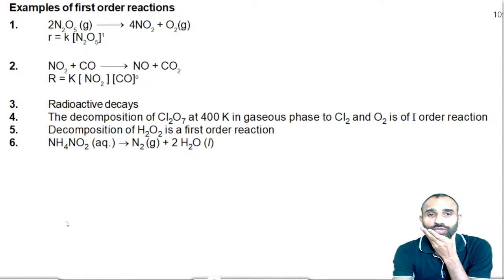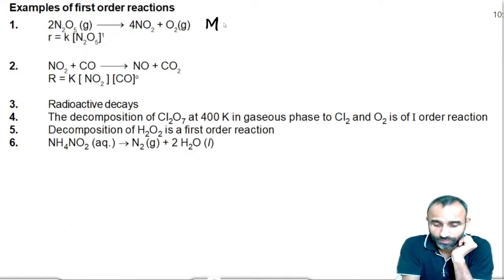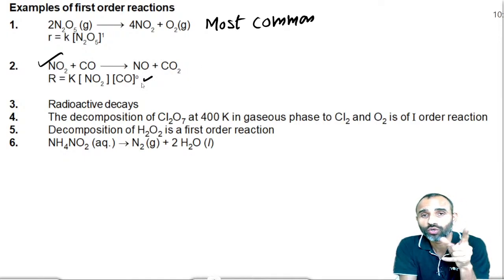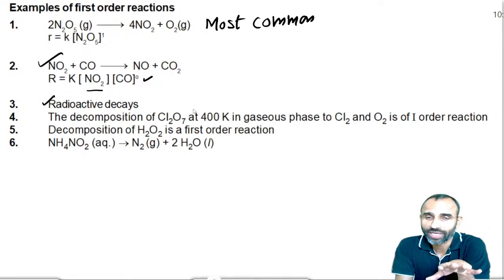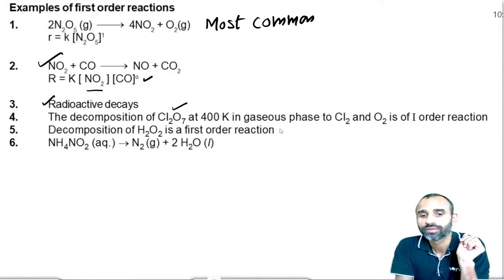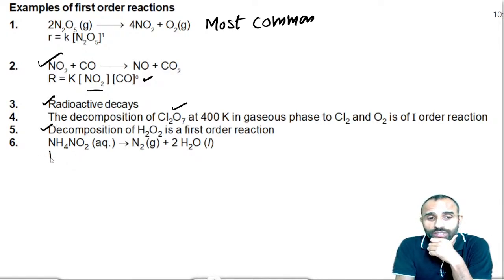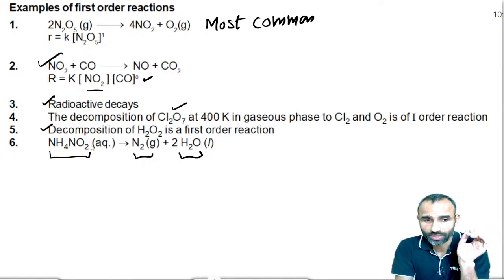Examples of first order reaction: most common example. CO raised to power 0 and O2 raised to power 1. All the radioactive decays follow first order kinetics. Decomposition of Cl2O7 follows first order kinetics. H2O2 follows first order kinetics. Ammonium nitrite to gas plus liquid, that is also first order.